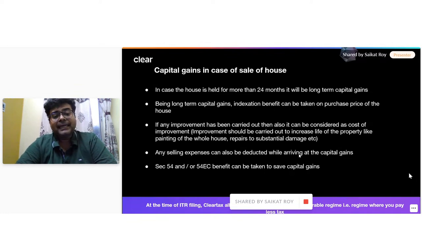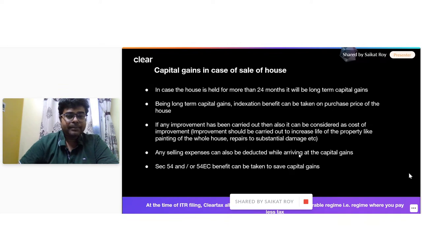Also, any selling expenses that you incur, say for example, you may have appointed a broker who is brokering the deal, in that case, those selling expenses can also be deducted to arrive at actual capital gains. And finally, section 54 or 54EC benefit can be taken to save up on the long-term capital gains.